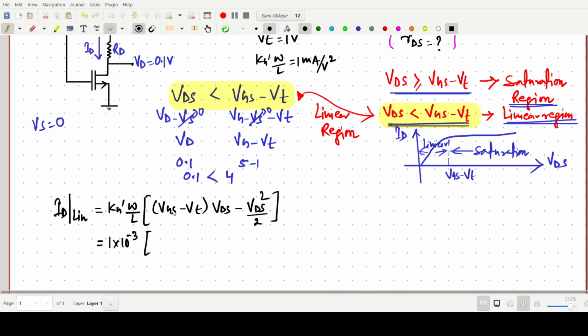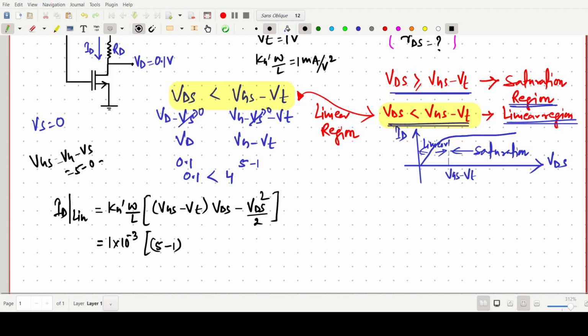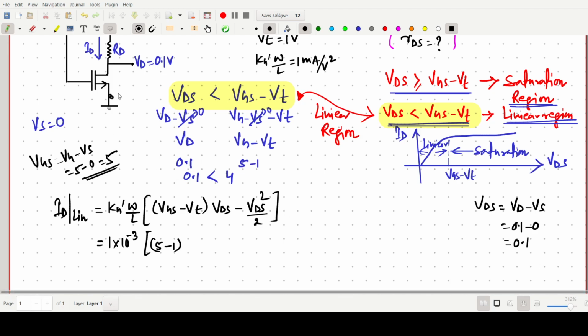VGS: the gate voltage is 5, so 5 minus 0, because VGS is simply VG minus VS. VG is 5 volt, directly connected to the supply, and S is 0, so 5. Then 5 minus 1. VDS is simply VD minus VS, where VD is 0.1 minus 0, so it is simply 0.1, because the source is this one; the arrow is always on the source terminal. So 5 minus 1, into 0.1.